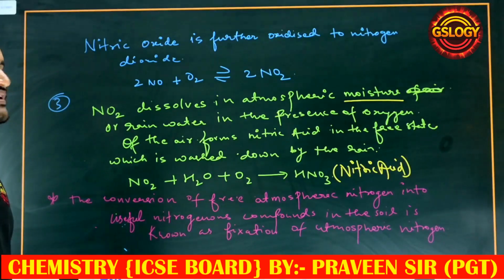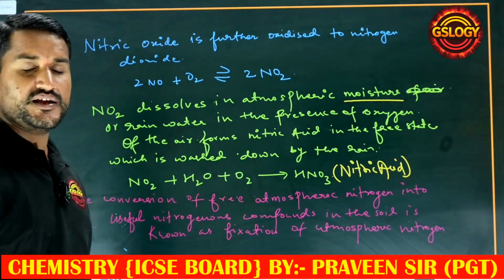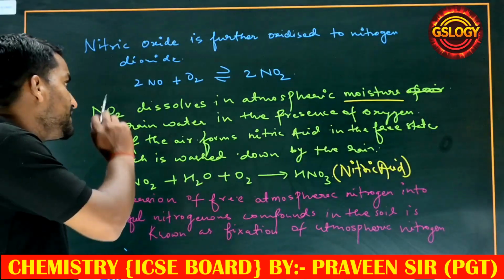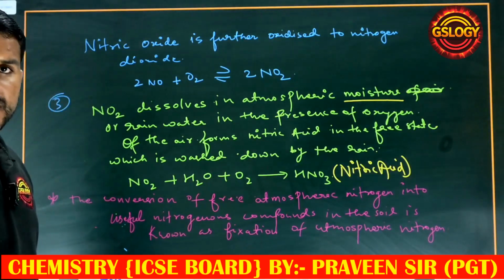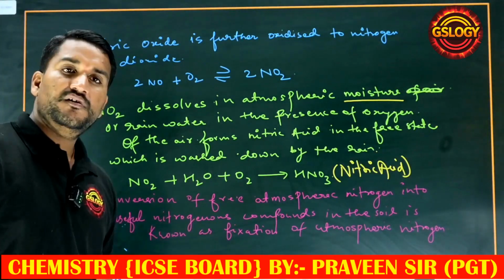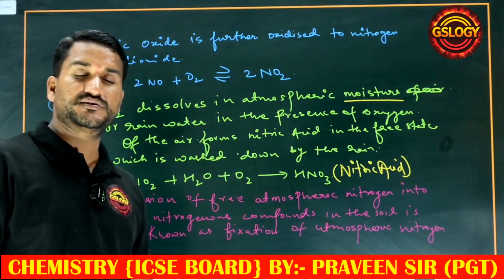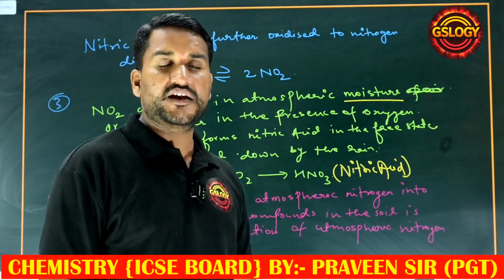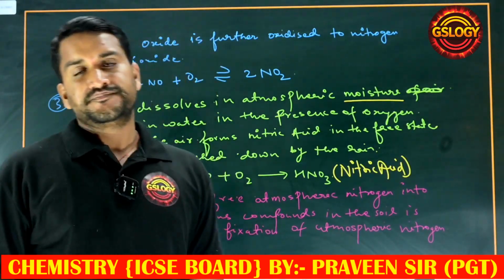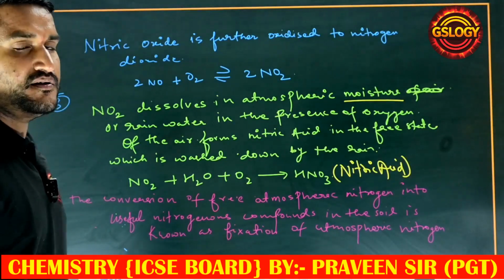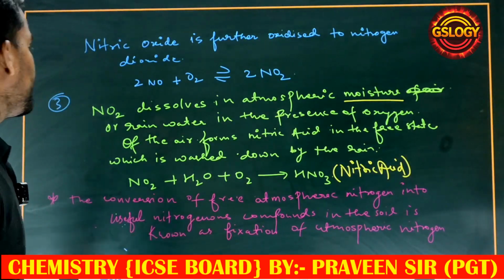First step, atmospheric nitrogen reacts with oxygen and forms nitric oxide, and further nitric oxide oxidizes into nitrogen dioxide, and last, when nitrogen dioxide reacts with rainwater and oxygen, it forms the final product, nitric acid. So you can obtain nitric acid by this process.